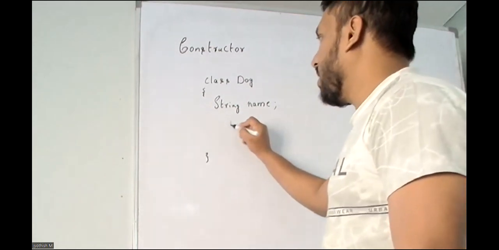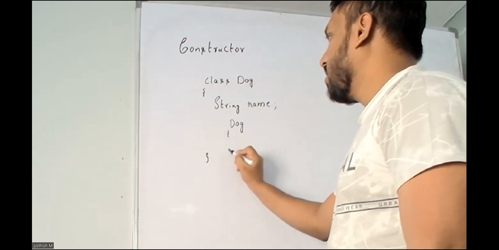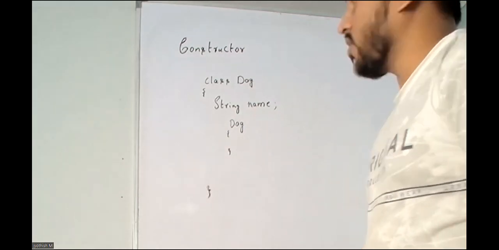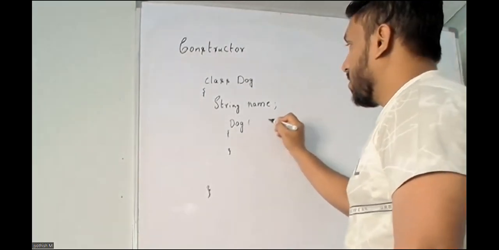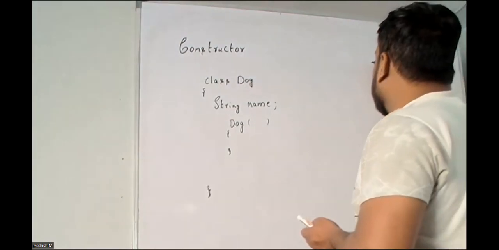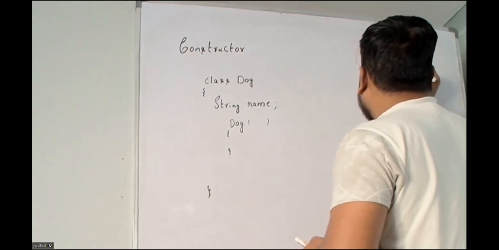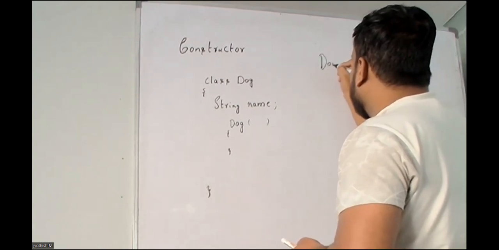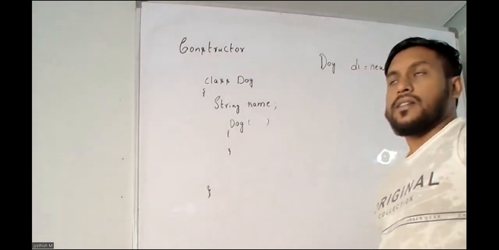Now I will define a constructor here. I'll make this constructor in such a way that, how do you call this constructor? What do you call from outside? New of Dog. Yes or no? Dog d1 is equals to new Dog. Correct? Okay, you are calling this constructor. Now when you call it, the new keyword will create an empty object.